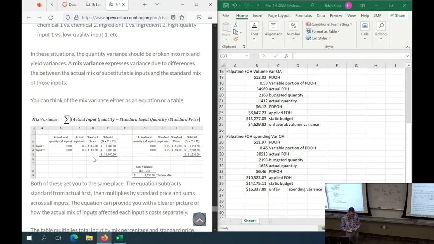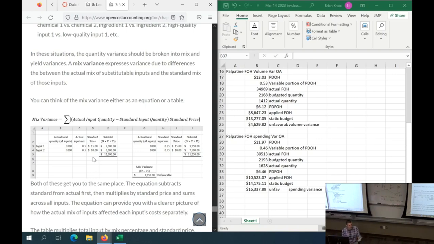250 times 10, of course, is 2,500. 250 times 15 is 3,750. So this converts to 3,750, and this converts to negative 2,500. So 3,750 plus negative 2,500, or change that to a minus, gives us the 1,250 unfavorable because it's positive. The same as with the table. Either way works. So that's the mixed variance.